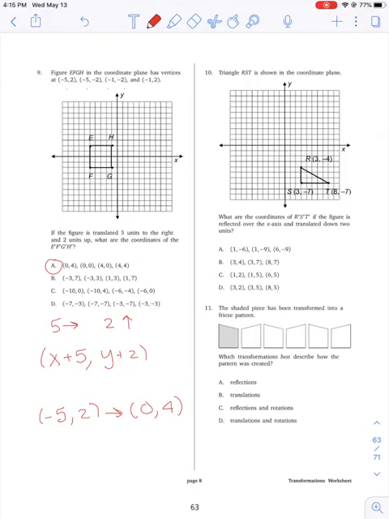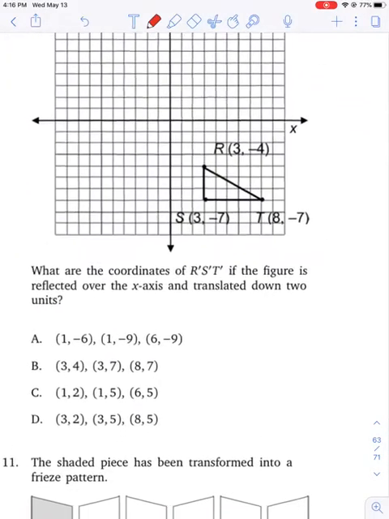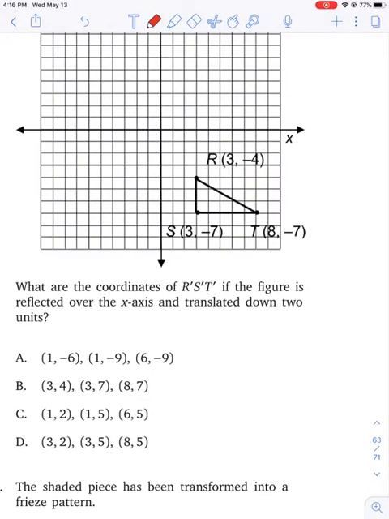10. So here's a triangle. And we want to reflect it over the x-axis and translate down 2 units. So since they're looking for coordinates, I'm going to pick one of these coordinates out, kind of like what I just did on the last problem. I'll pick R. So that's (3, -4). Step 1 is to reflect it over x.